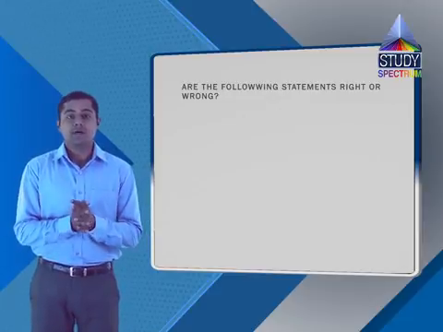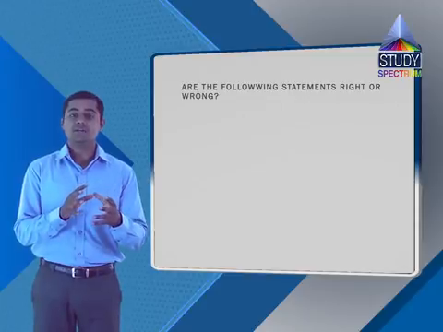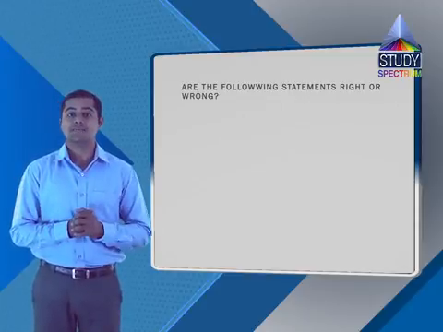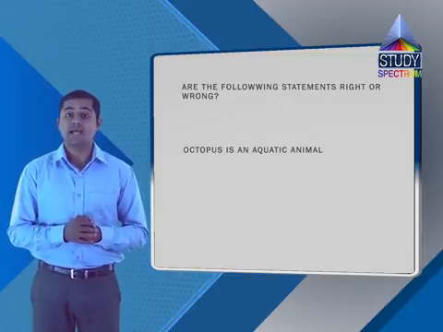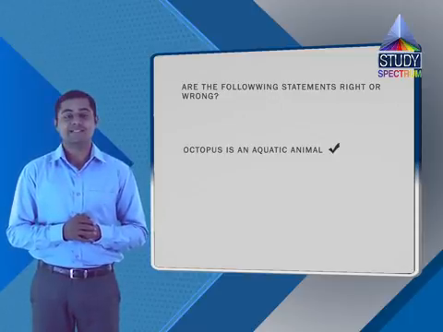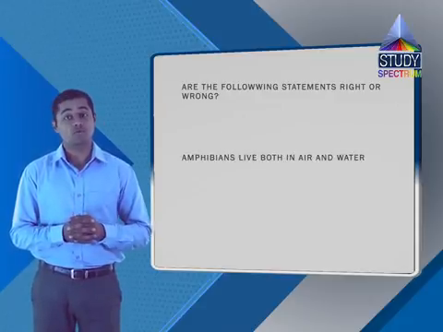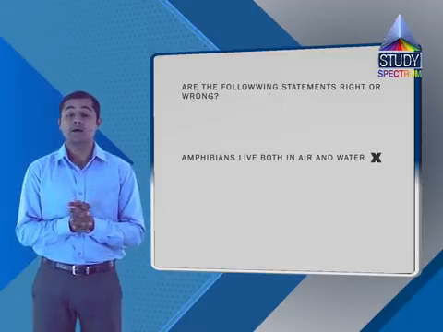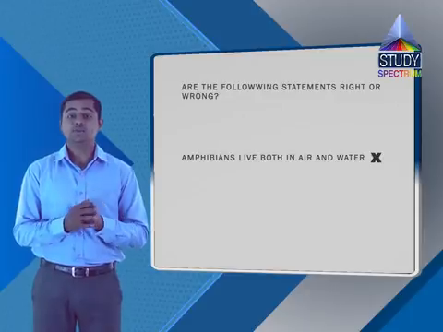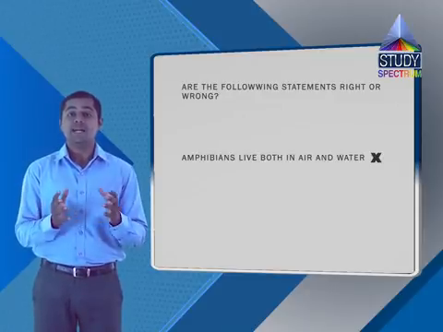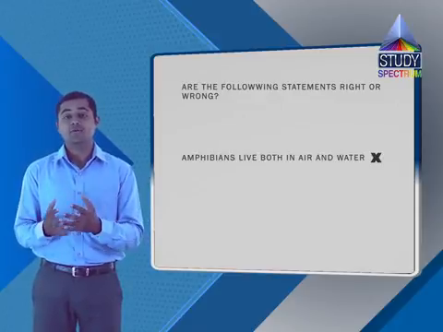The next question is, are the following statements right or wrong? Change the underlined words to correct the wrong ones. Let's go one by one. A. Octopus is an aquatic animal. It's a right sentence. B. Amphibians live both in air and in water. No, that is a wrong statement. The underlined word is air. We should change this word to land. So the right sentence becomes, amphibians live both on land and in water.